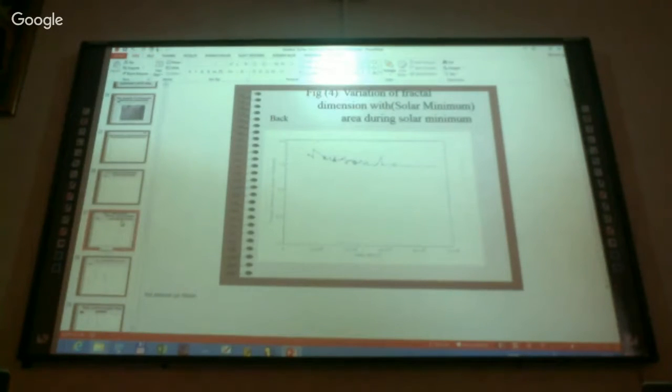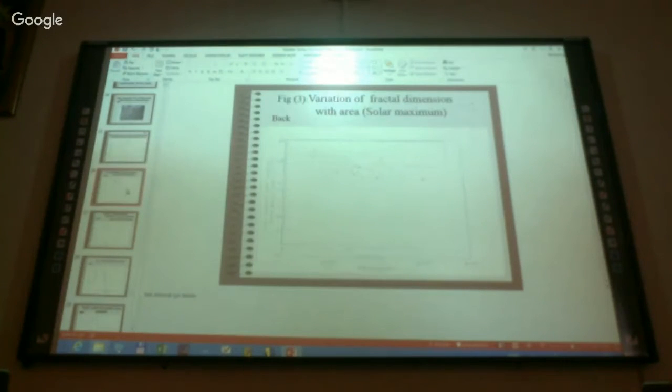This is the plot of the fractal dimension with the area in the solar minimum phase, which gives a higher value, say 1.7 or some such thing, between 1.5 and 2. And this is in the solar maximum phase, which is lesser, between 1.15 and 1.2.